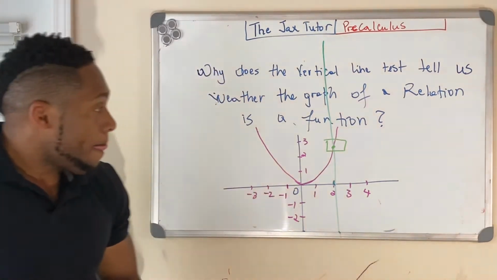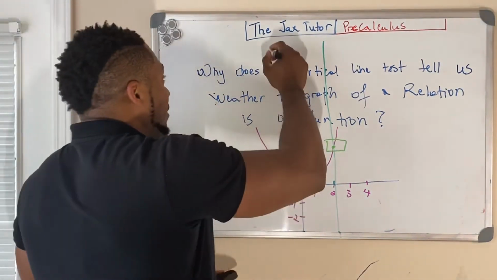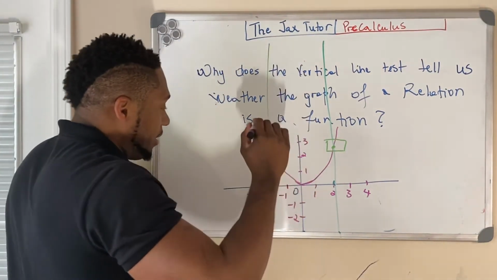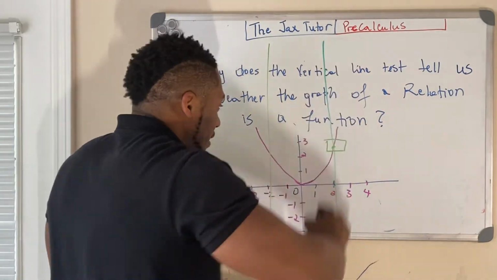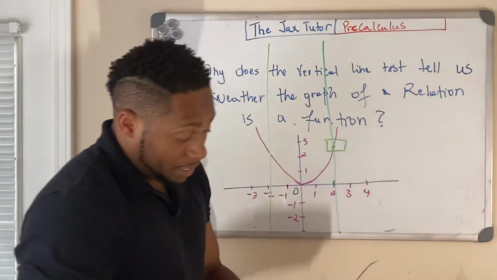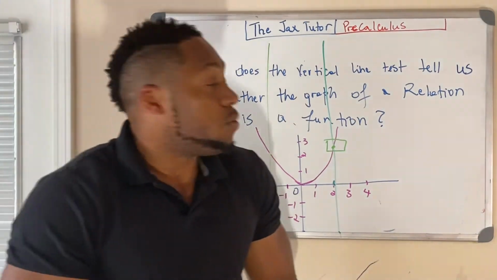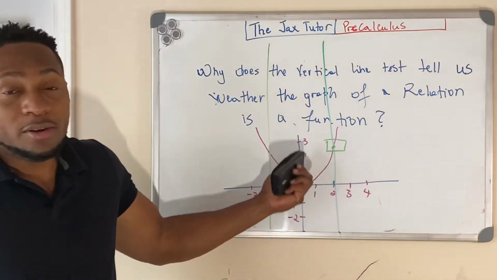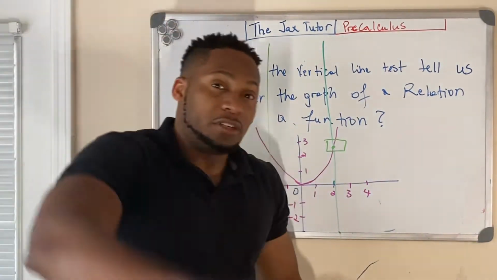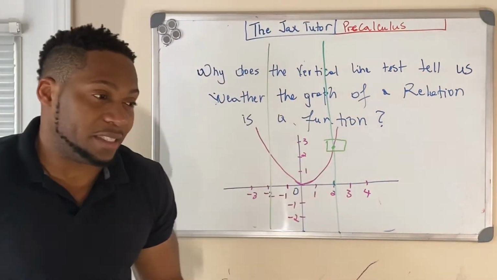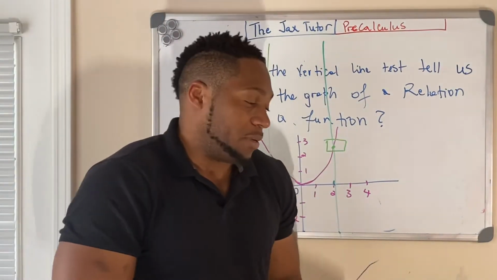Now, if I draw another vertical line here, it intersects at one point, same thing here, and any other place that I draw a vertical line. Now, what does it say about this graph right here? This graph is a function because it passes the vertical line test. Now, why exactly does that happen? What are they telling us?